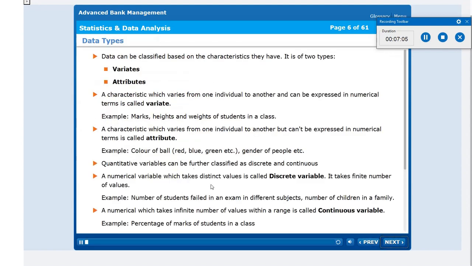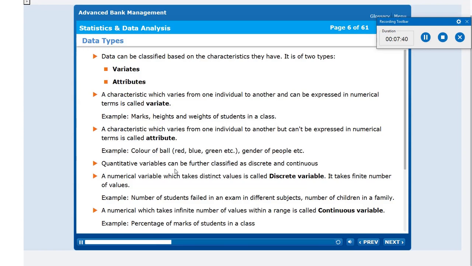Data types. Data can be classified based on the characteristics they have. It is of two types: variates and attributes. A characteristic, which varies from one individual to another, and can be expressed in numerical terms, is called a variate. Example, marks, heights and weights of students in a class. A characteristic, which varies from one individual to another, but can't be expressed in numerical terms, is called an attribute. Example, color of ball, gender of people, etc.